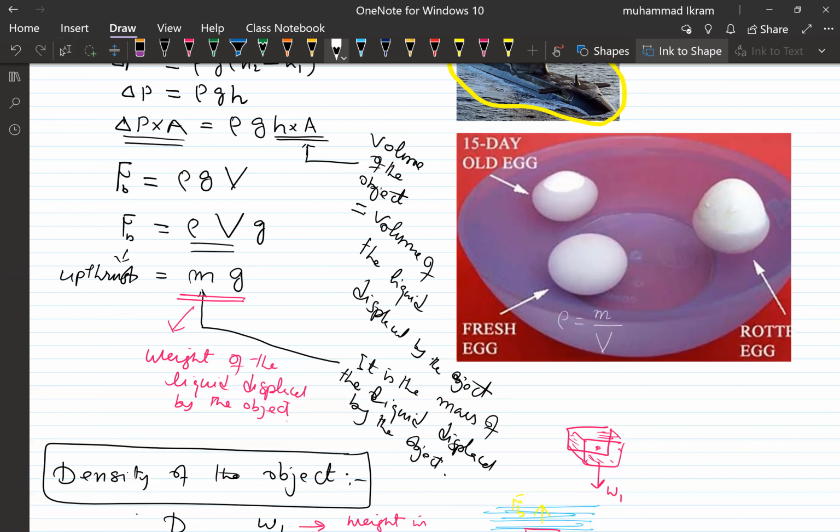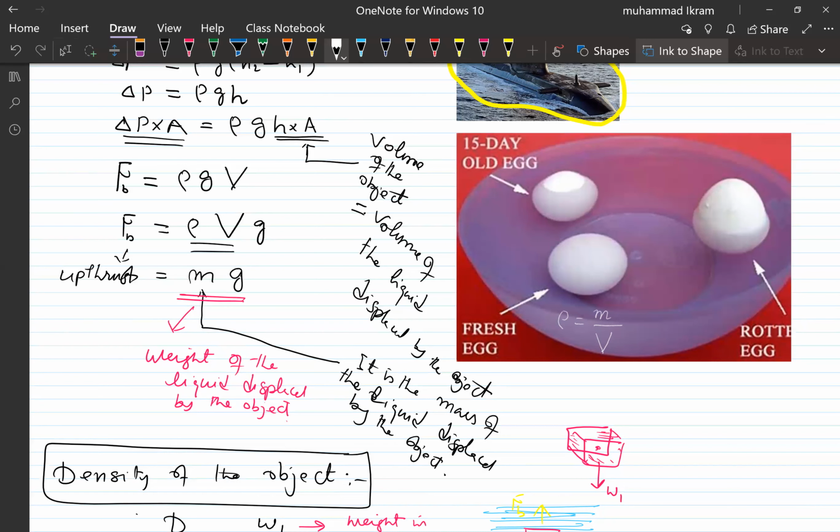If you see the fresh egg, the yellow part is mostly concentrated at the center, and that is the denser part, right? More mass, and the whitish part stays outside. So for the fresh egg, the mass is concentrated at the center, the volume is less and the density is greater. This is one of the reasons that the fresh egg sinks into the water. As the egg becomes older and older, the yellow part spreads, the volume increases and the density decreases, and it rises to the top surface.